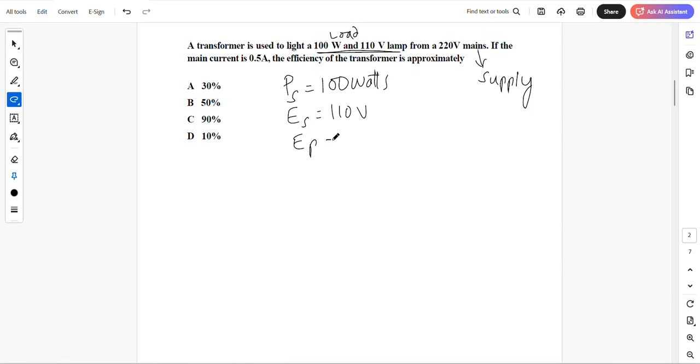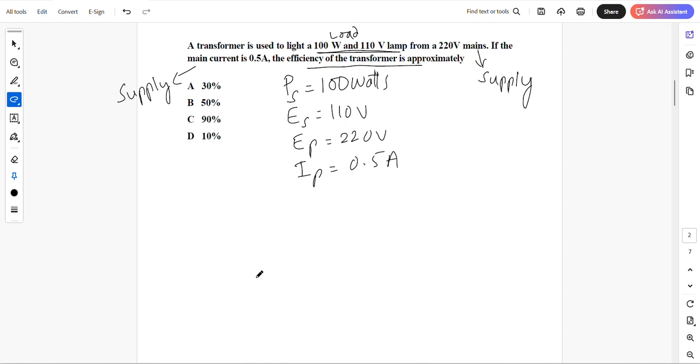EP is given. EP is equal to how much? 220 volts. The main current, again, main is what? Supply. That is connected to the primary. IP is given. IP is equal to how much? 0.5 amperes. What are they asking?